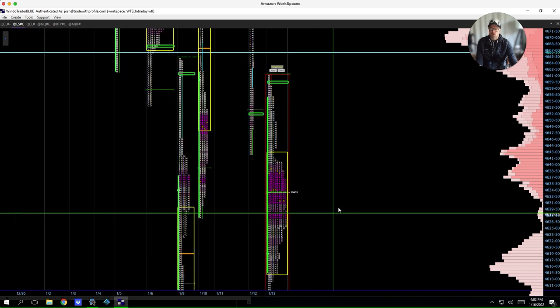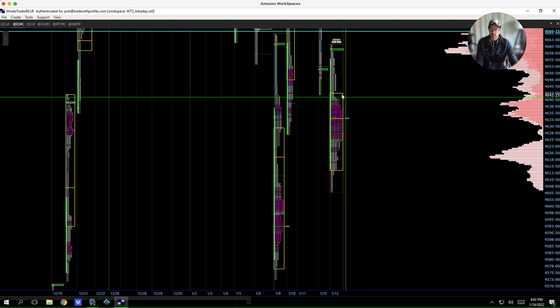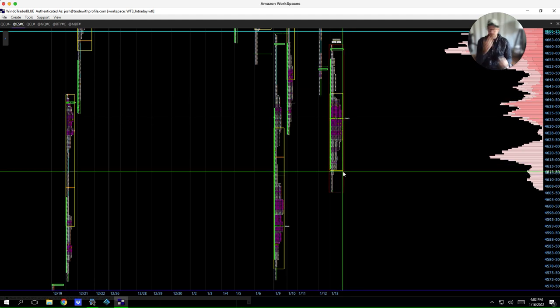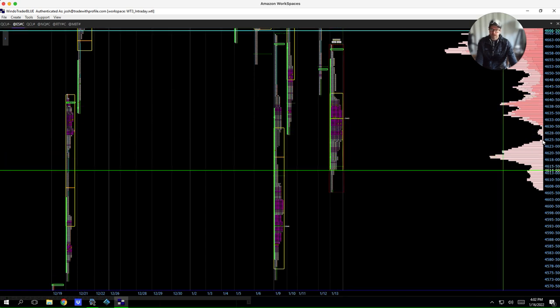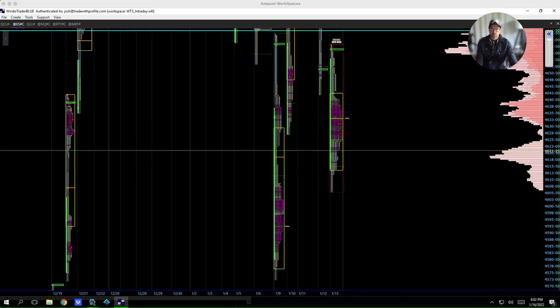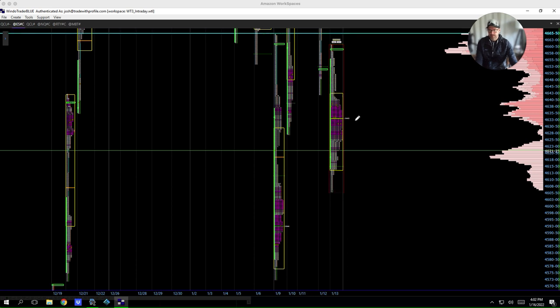Now, a couple other parts of the anatomy here. One is what we call the value area. That's where 70% of the volume traded in that day. This is value area high. This is value area low. One way that we interpret that is that anything above the value area or below the value area is what you call an unfair price. This is the closing price of the day.